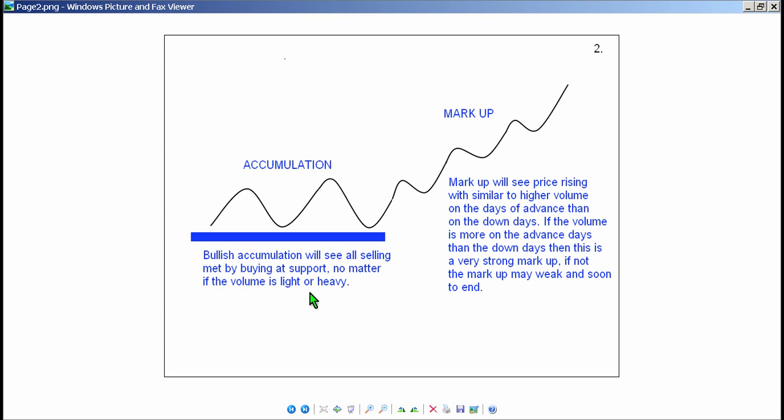Accumulation. Bullish accumulation will see all selling met by buying at support, no matter if the volume is light or heavy. Markup. Markup will see price rise with similar to higher volume on the days of advance than on the down days. If the volume is much more on the advance days than the down days, then this is a very strong markup. If not, then the markup may be weak and soon to end.